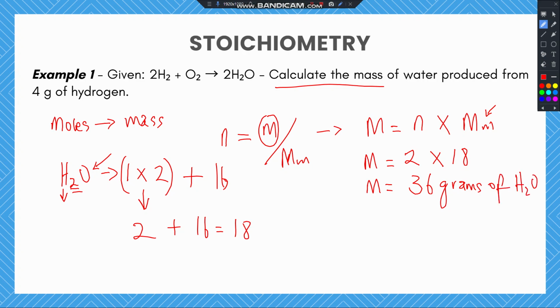So the answer to that question is the mass of water produced from 4 grams of hydrogen is 36 grams of water. I'm sure you can see how that was done. Simple, easy, and straight to the point.